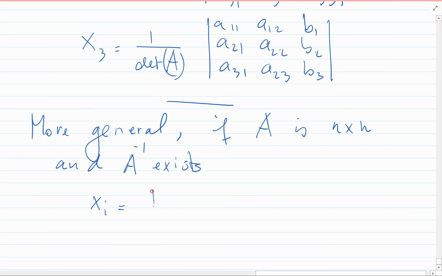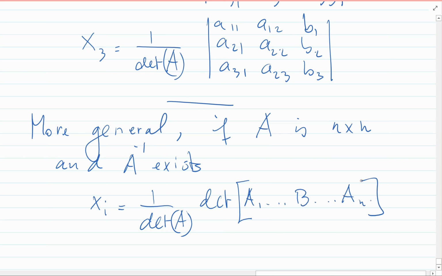xi is going to be 1 over determinant of A times the determinant of A1, ..., B, ..., An. So what you do here, you replace Ai by B, the column vector B1, B2, Bn. That's how you do it to find all the xi.